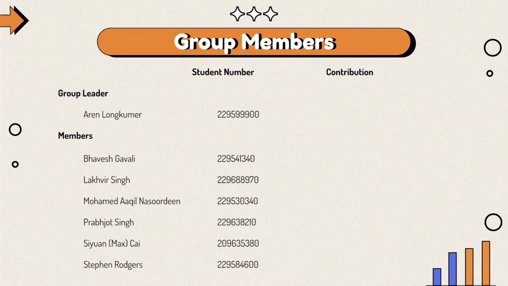Here we have a list of our group members who worked on this assignment. The contribution part is still empty at the moment and will be filled out soon.